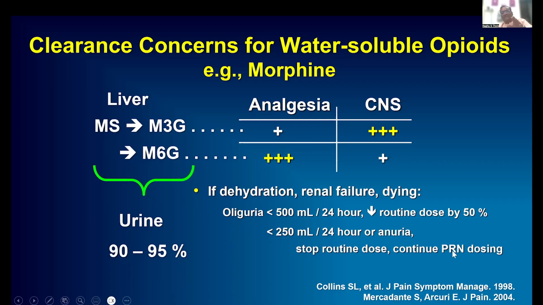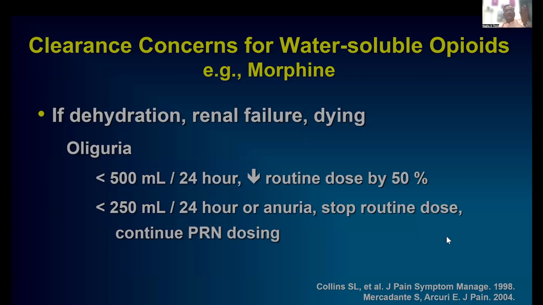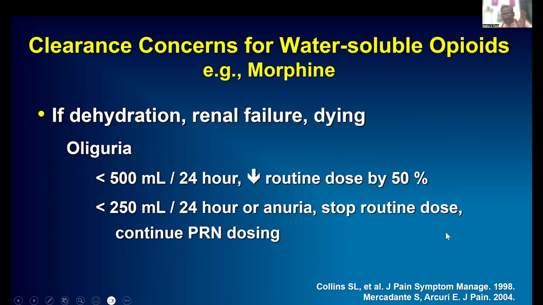So if he needs the medication, that means the levels have come down. That's why he is asking for the PRN dose. You can manage the pain by PRN dose. So clearance concerns are for water soluble drugs, not for lipid soluble. And if urine output is less than 250 ml, we usually don't give the regular dose and we continue only the PRN dose.